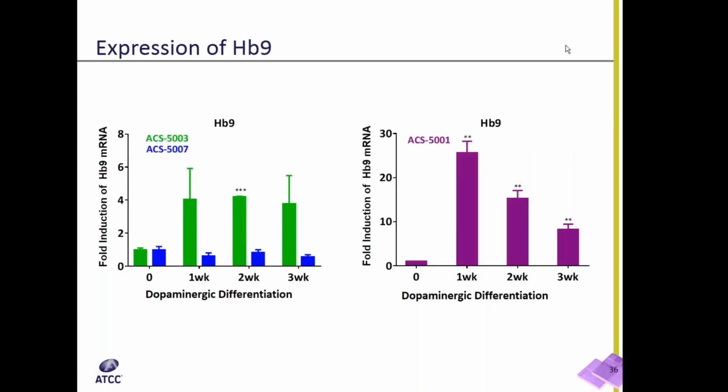Same thing with the HB9. So ACS 5003 was increased but unchanged in the reporter labeled ACS 5007. On the right, we saw it elevated in the Parkinson's disease neurons, but this expression dropped after the initial spike at 1 week, although it was still significant after 3 weeks.